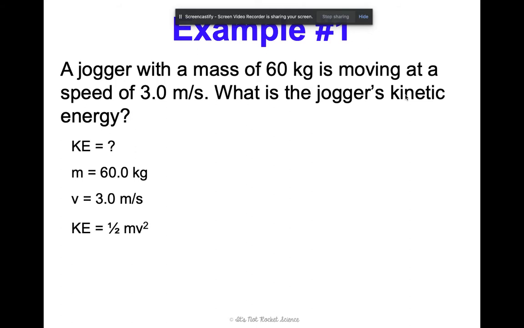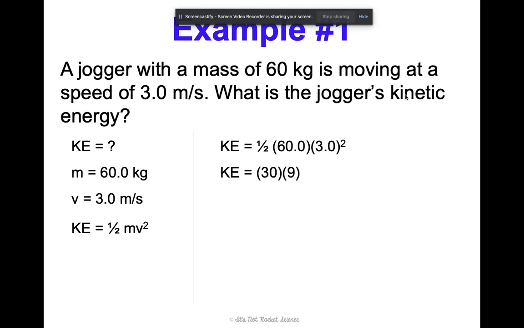We're going to use our original equation here. We're going to do 1/2 times 60 times 3 squared. Order of operations tells us to do the squared first. So 3 squared is 9, and then half of 60 is 30. So 30 times 9 is 270 joules for our kinetic energy.